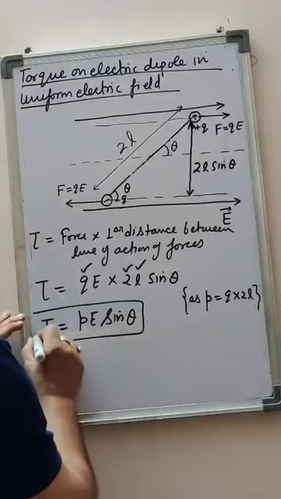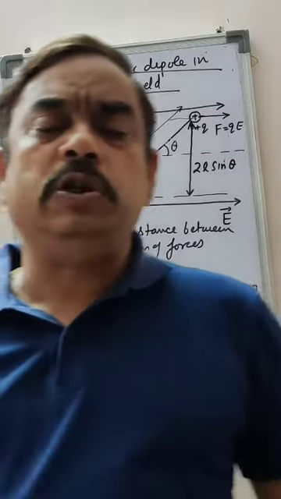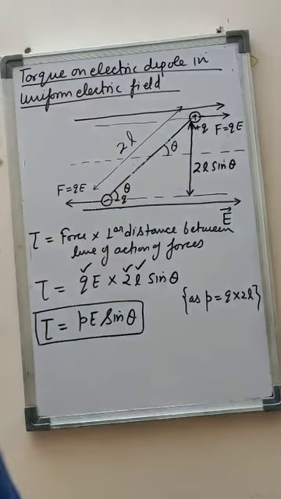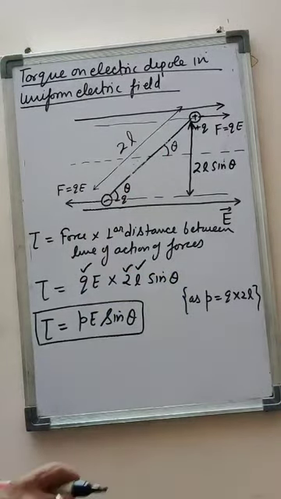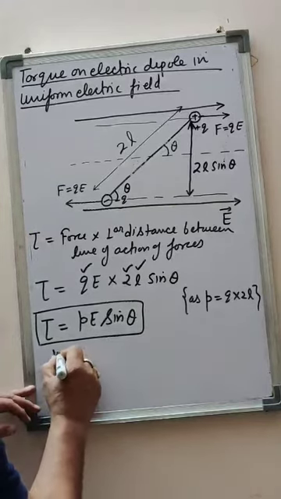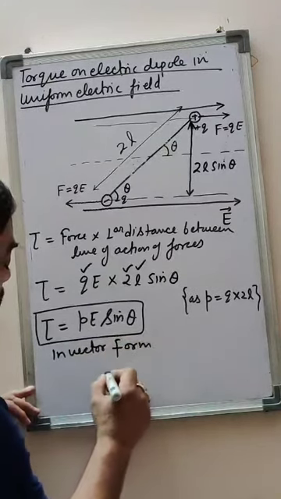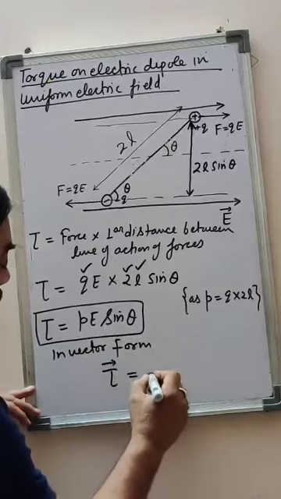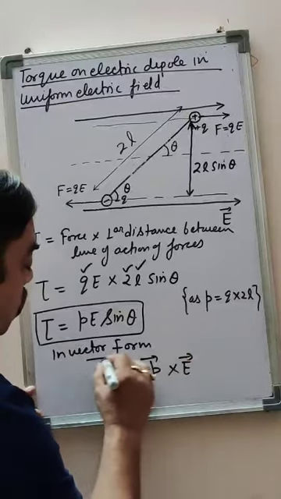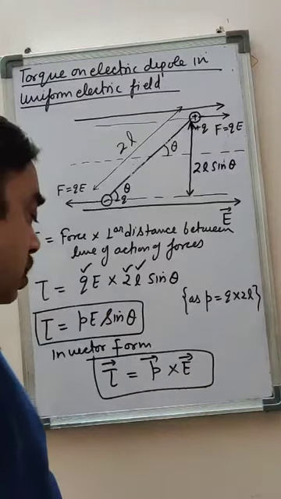This is the torque acting on an electric dipole in a uniform electric field. If a dipole is placed in a uniform electric field, the torque acting will be pE sine theta. And due to this torque, the dipole will rotate in the electric field. Now in vector form, it will be written as torque vector is equal to p cross E. The cross product of the dipole moment and electric field will give you the torque.